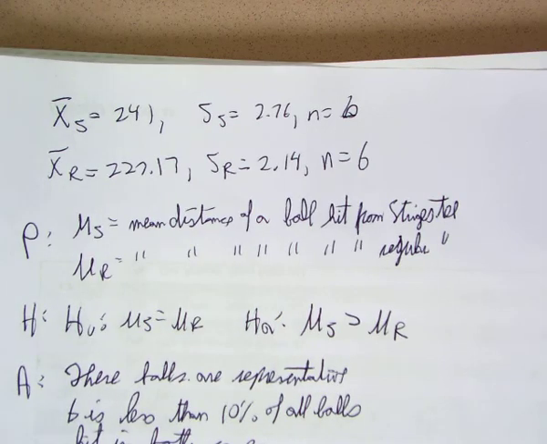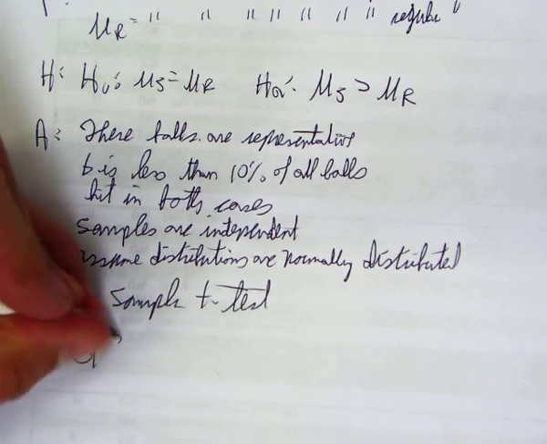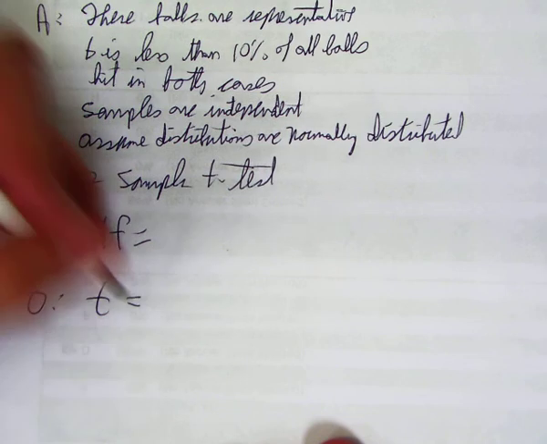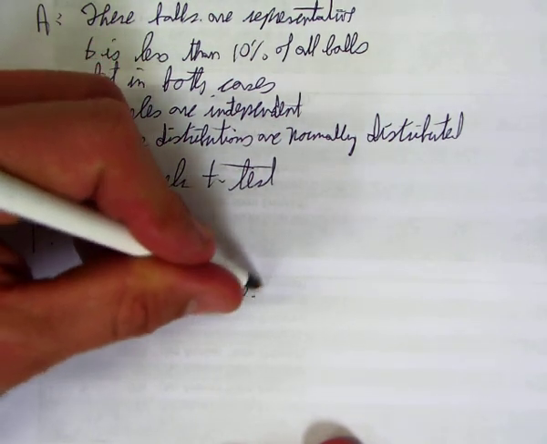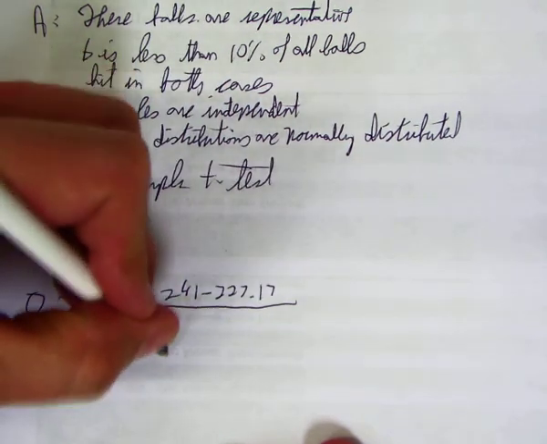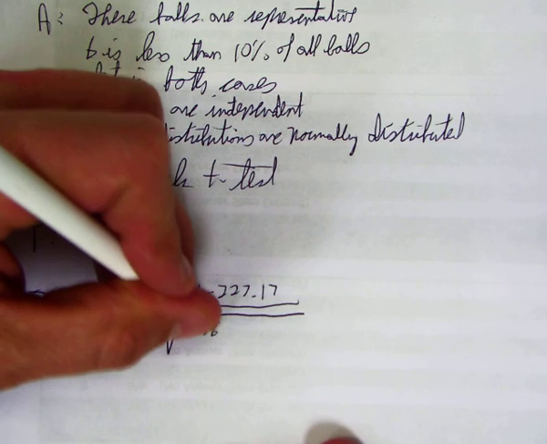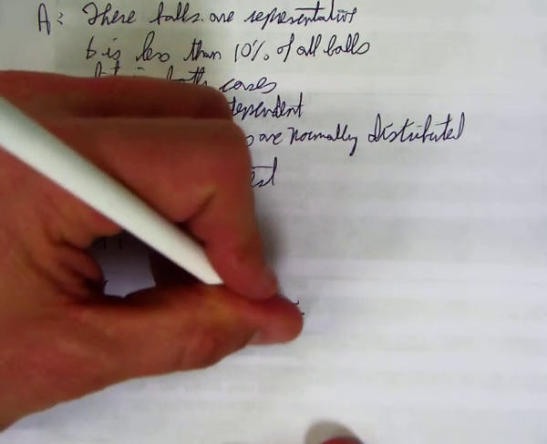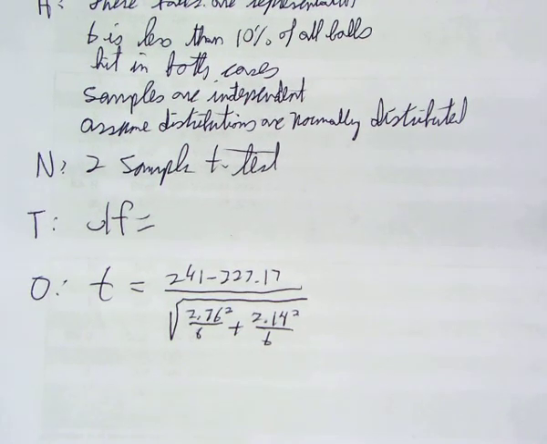Okay, we got all of our statistics right up on top. Okay, those are from the table. So the test statistic, we got to get degrees of freedom. Obtain P. t equals 241 minus 227.17 over the square root of 2.76 squared over 6 plus 2.14 squared over 6 as well. Okay, so we're going to go to the calculator.